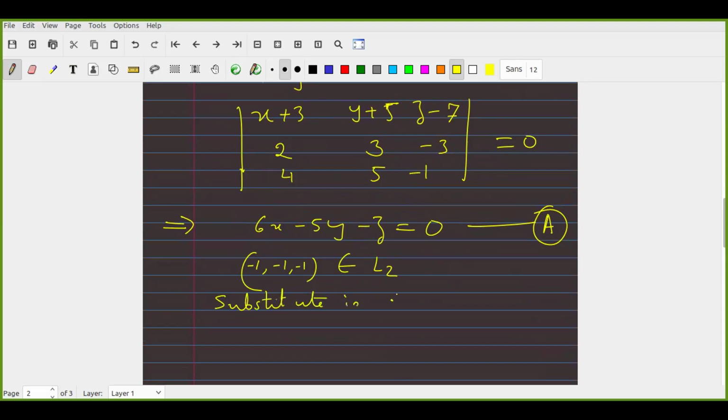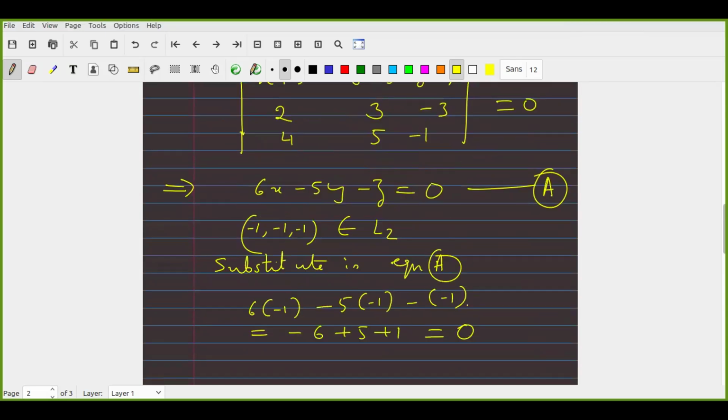Substitute in equation A. So 6 into minus 1, minus 5 into minus 1, minus z, also you substitute minus 1, equals minus 6 plus 5 plus 1, which is 0. So the point in L2 satisfies the plane. Therefore, indeed, the L1 and L2 are coplanar.